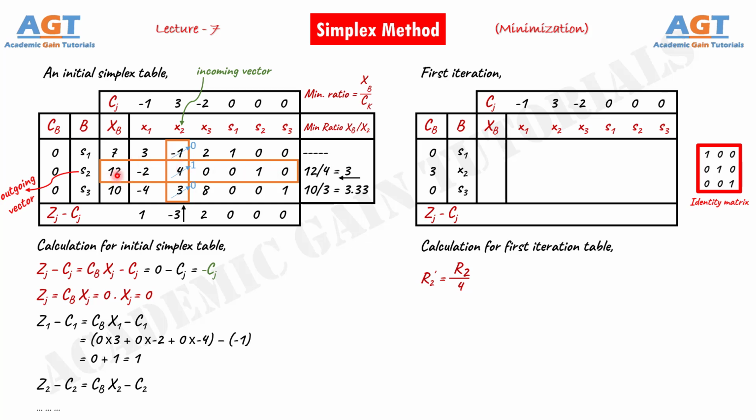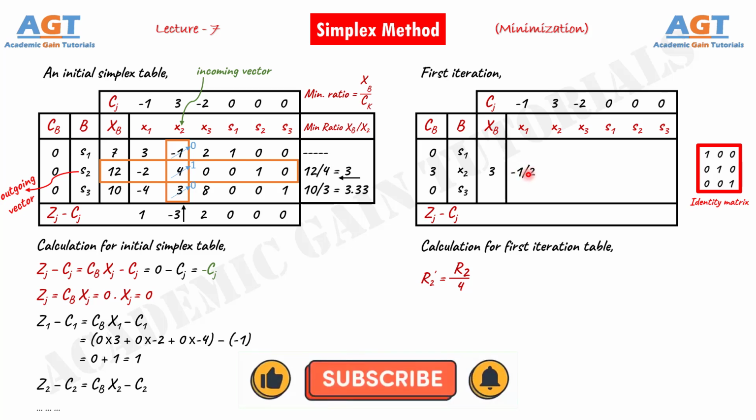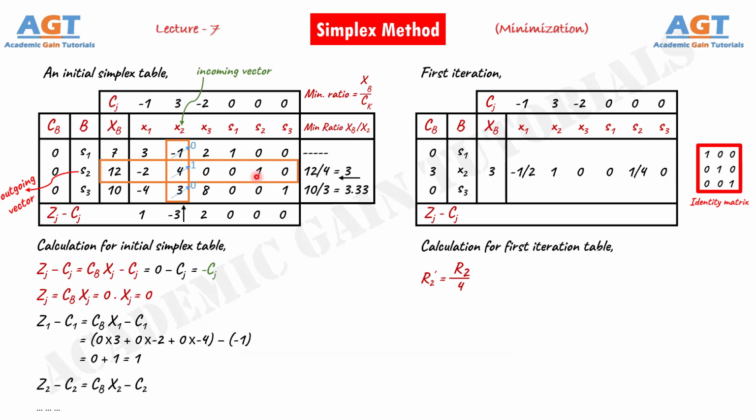So, when we divide 12 by 4, in the new table we will write 3 in the place of 12, then we will get -1/2, 1, 0, 0, 1/4, and 0. You can also check for yourself by dividing all the elements of R2 by 4, these values will be obtained in the new row R2.